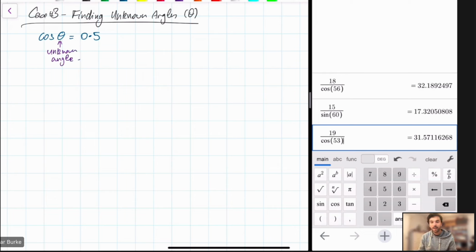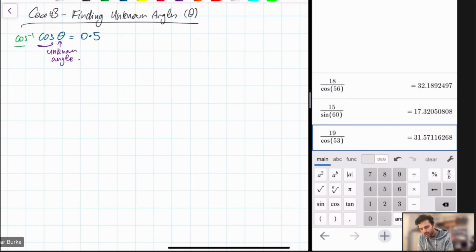Now the problem here is that, do you see how theta isn't by itself? It has this pesky cosine here. There's a way around this. We can actually get rid of a cosine by introducing something which is the inverse of a cosine. It's an algebraic technique and a way of getting rid of them. What that's called is inverse cosine.